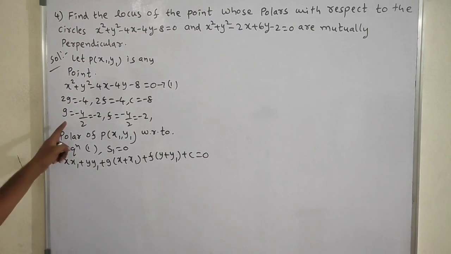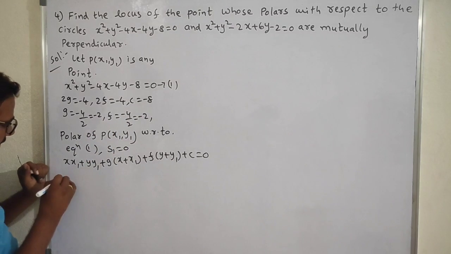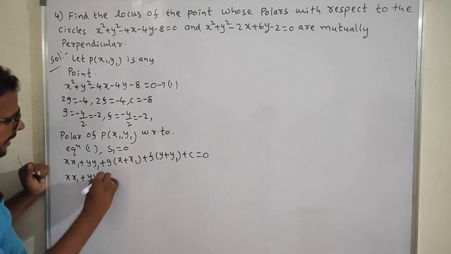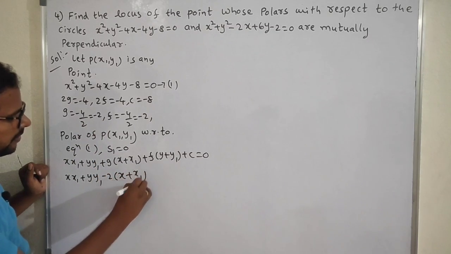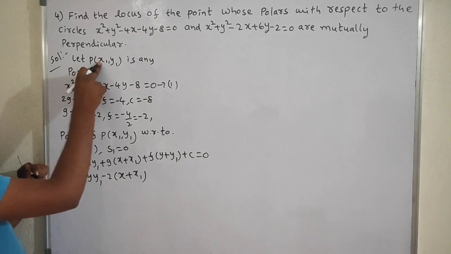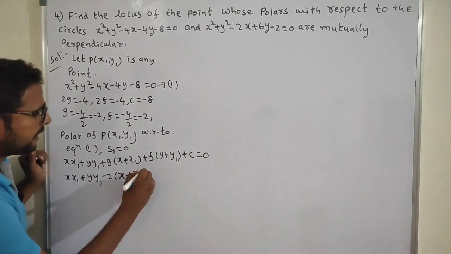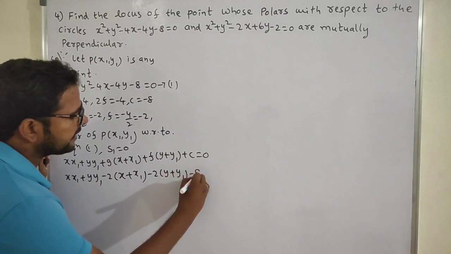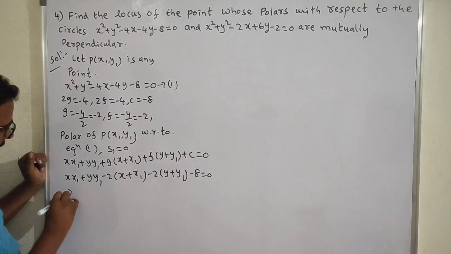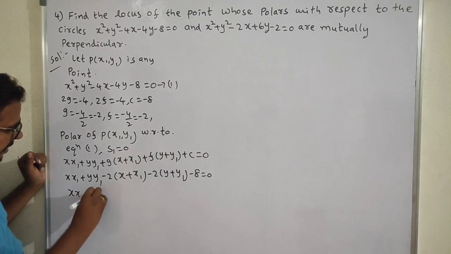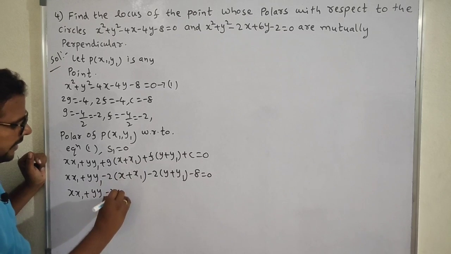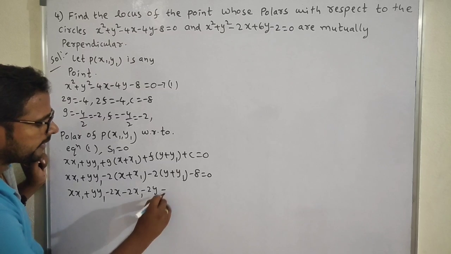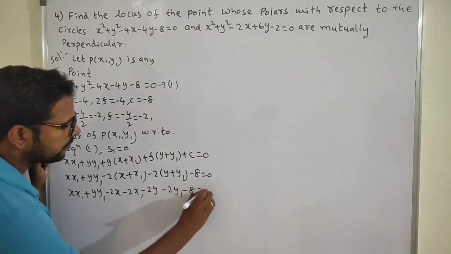Substitute the g value, f value and c value. So x1 squared plus y1 squared plus g, which is minus 2, into (x plus x1). There is only the point x1, no other point, right? f is equal to minus 2, so minus 2 into (y plus y1), plus c, which is minus 8, equals 0. So x1 squared plus y1 squared minus 2x minus 2x1 minus 2y minus 2y1 minus 8 equals 0.